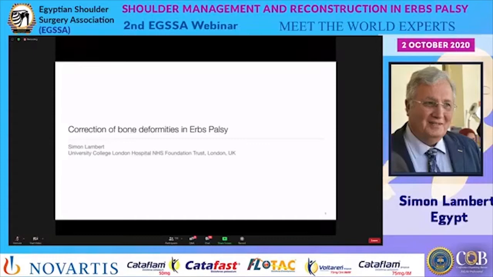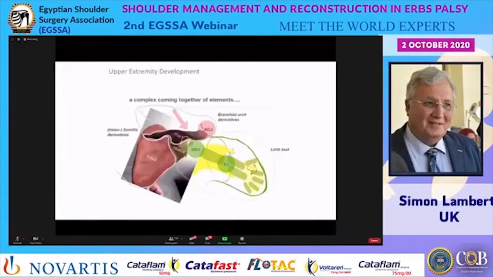I'm going to talk a bit about the bone deformities of Erbs palsy. And just to start off by rehearsing or reviewing the embryology of the upper extremity a little bit, because that's rather important and interesting in the evolution of bony deformities.